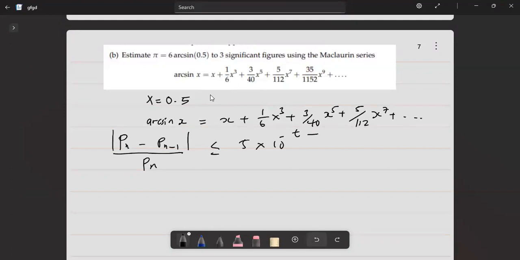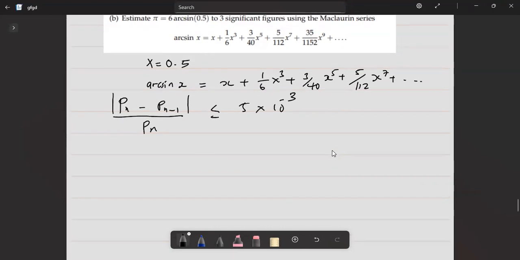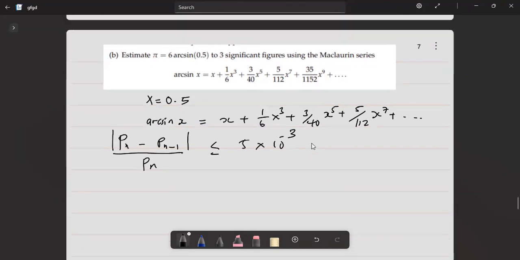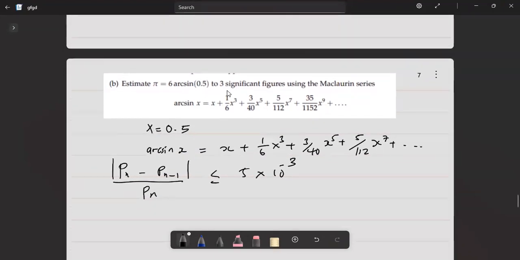At every point, we need to make sure that we are not exceeding that. So when you find the relative error, you have to check this condition. In this case, our t is equal to 3. So let's start doing the approximation. Our present approximation is already given, 0.5.